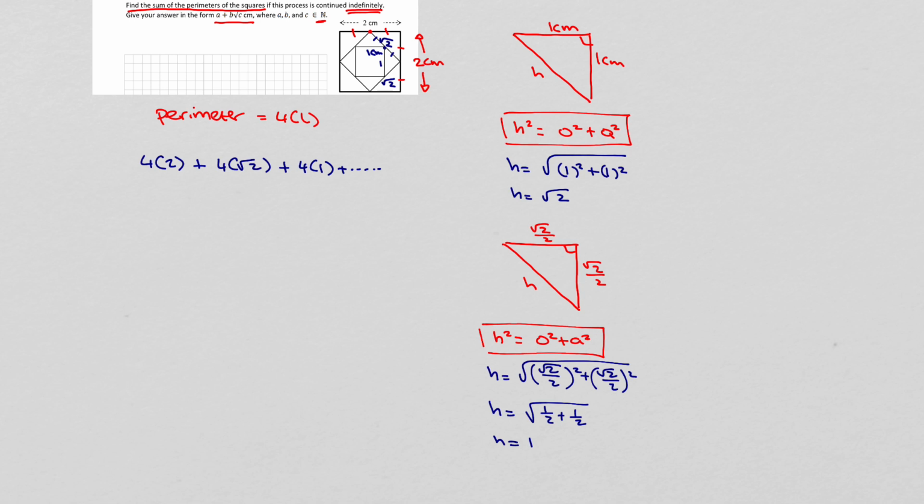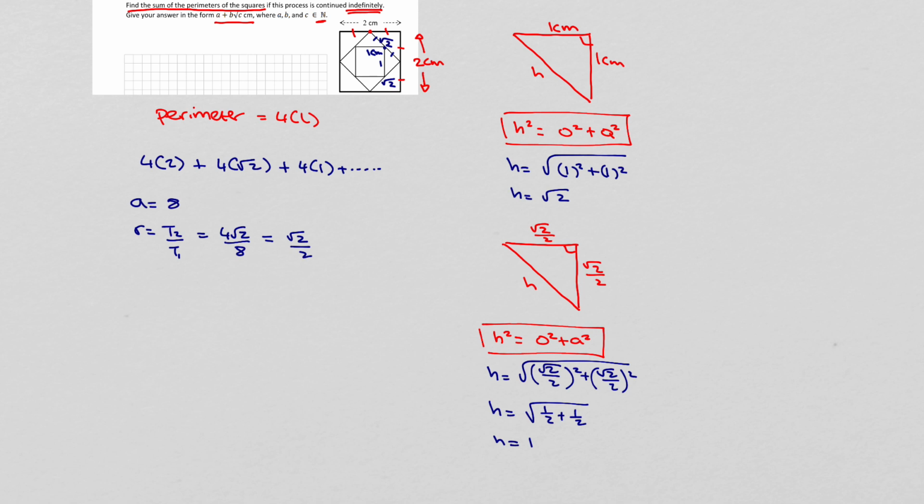So therefore I can get the sum to infinity formula. So if we write down our first term, well, that's a, 4 times 2, which is 8. Our common ratio is found by getting term 2 divided by term 1. And therefore that gives me 4 root 2 divided by 8, which is root 2 over 2. So our common ratio is root 2 over 2.